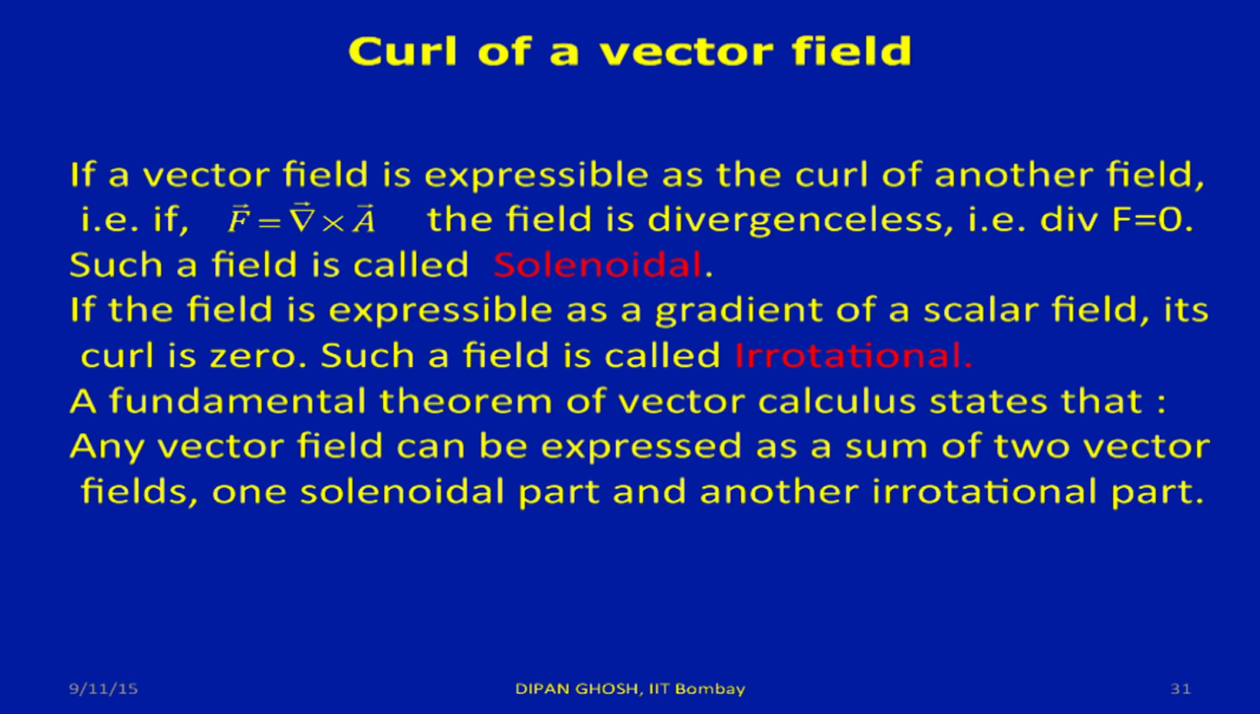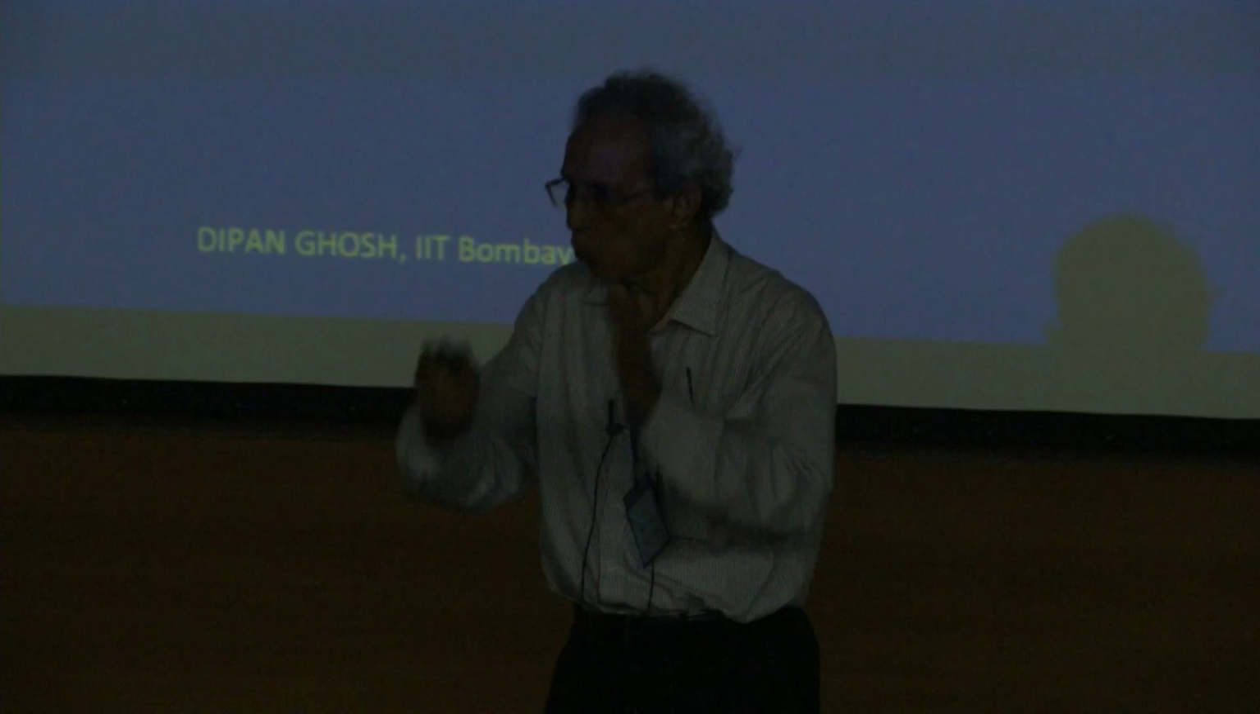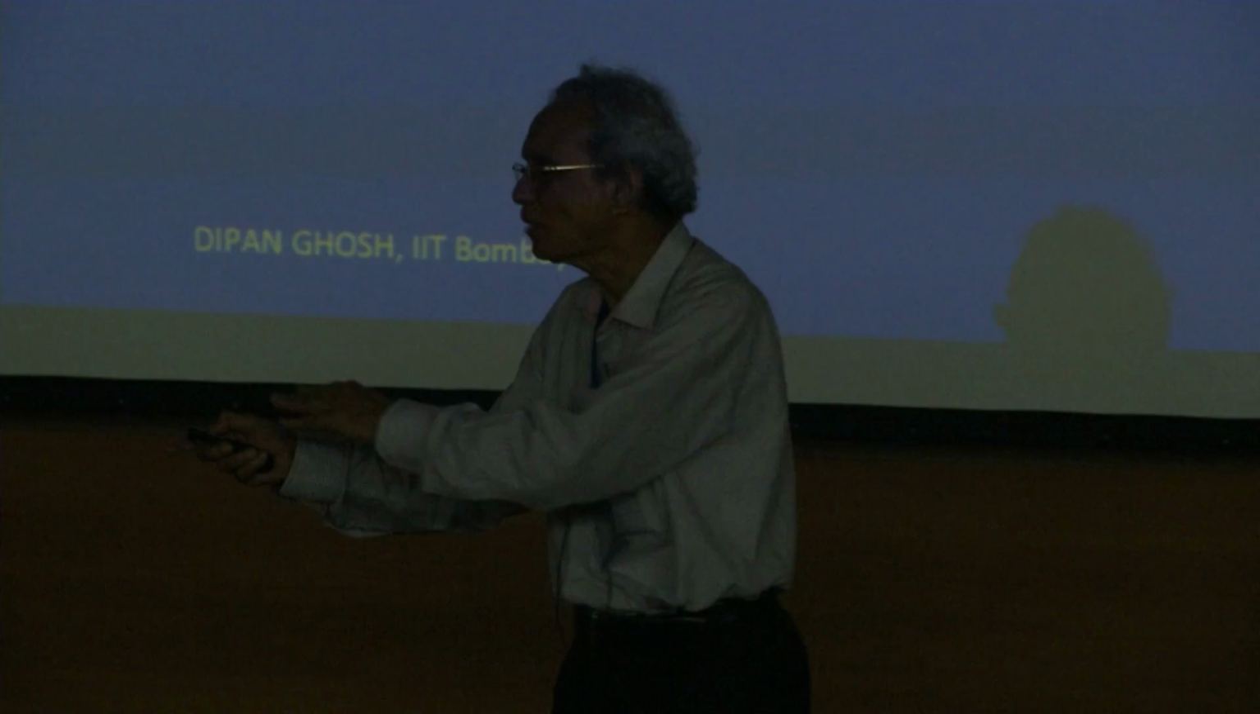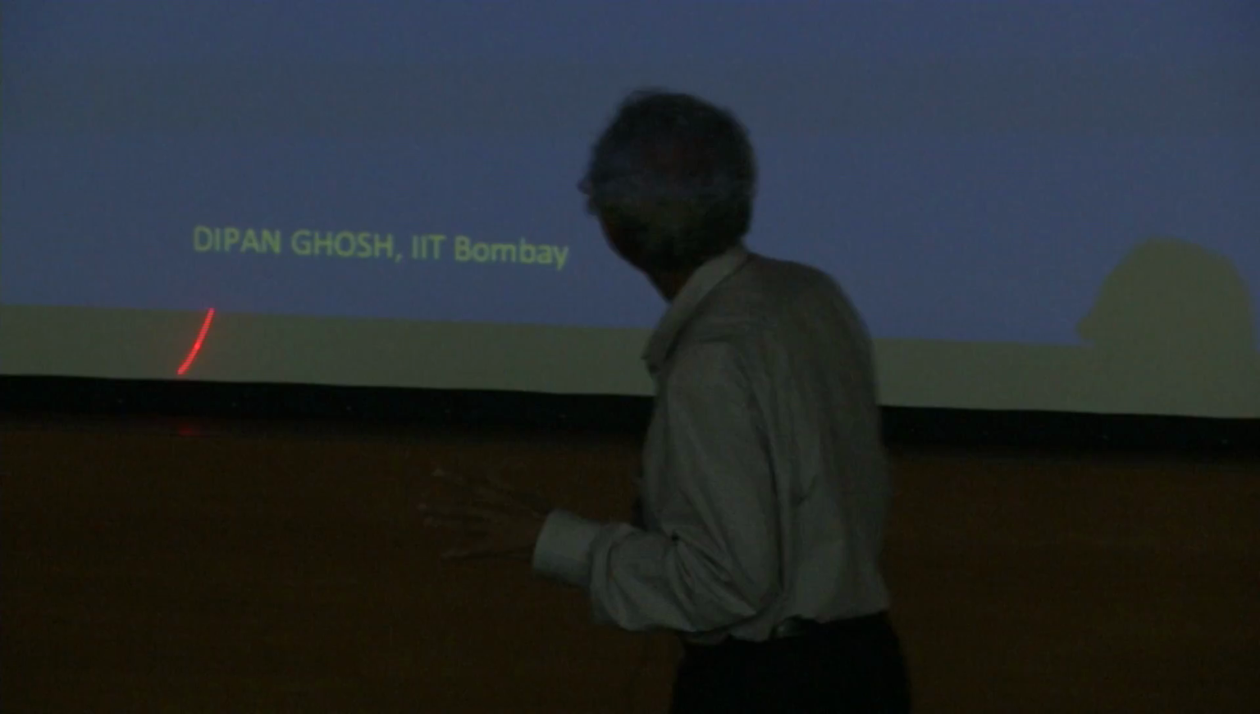Now, there is a fundamental theorem of vector calculus which says if you have any vector field, you can express it as a sum of two components. One component will have divergence equal to zero, another part will have curl equal to zero. So, this is true of any vector field.